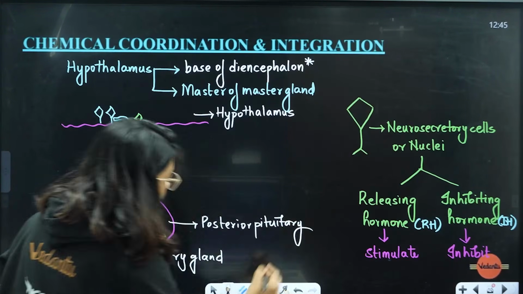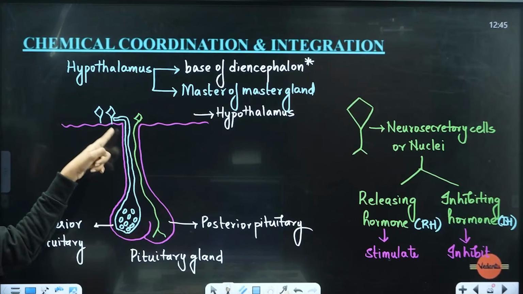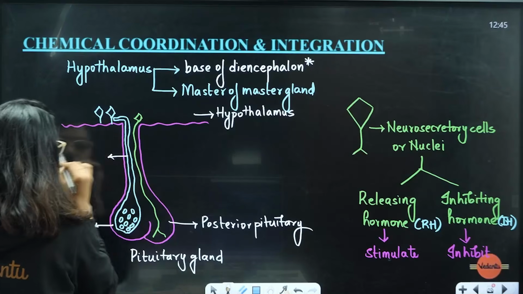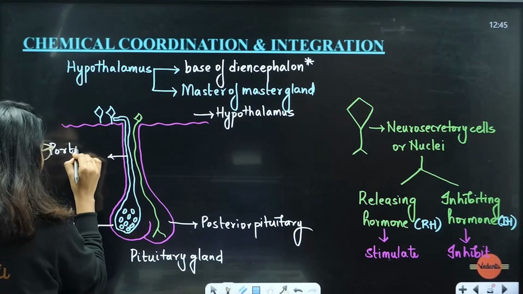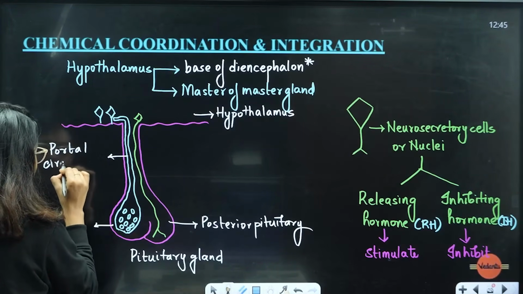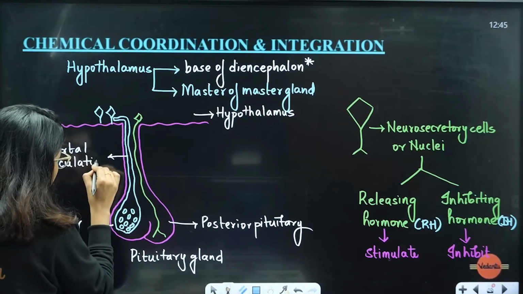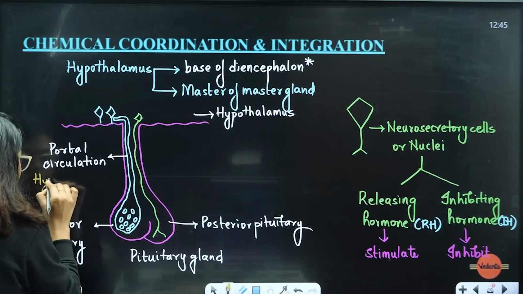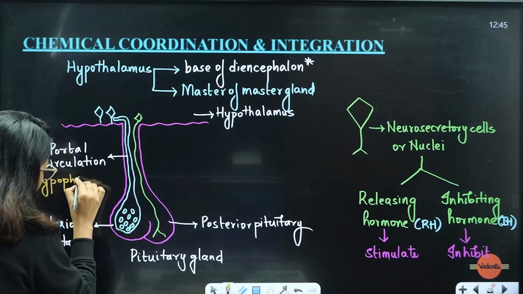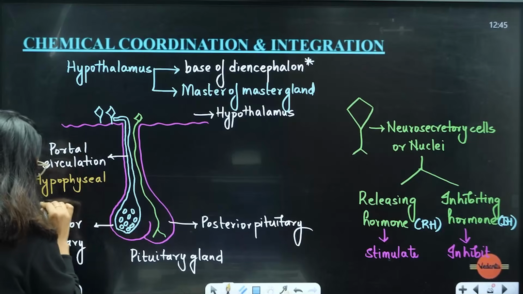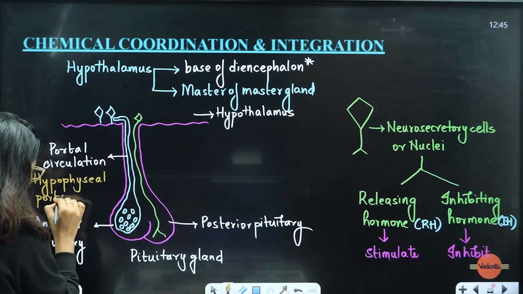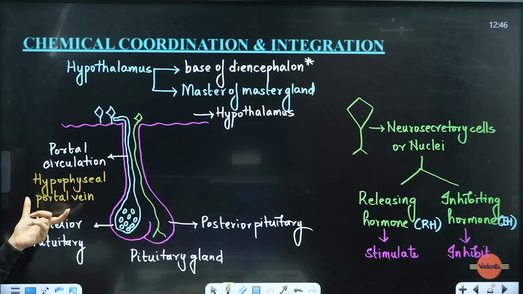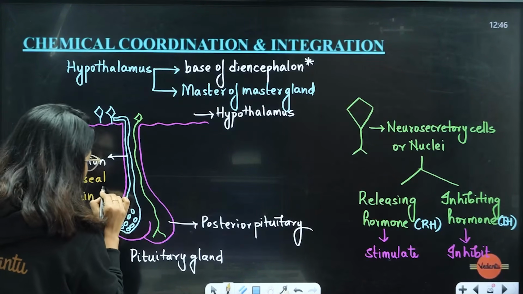Posterior pituitary. Now, what is happening, students? From here, the neurosecretory cells are adding the secretions, and this portal circulation is with the help of the hypophyseal portal vein. Hypophyseal portal vein. Clear? This is done with the help of the hypophyseal portal vein.